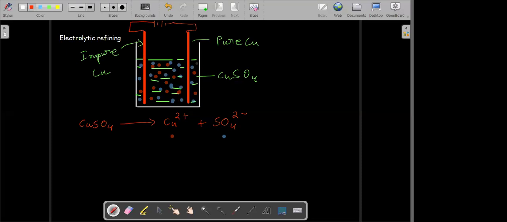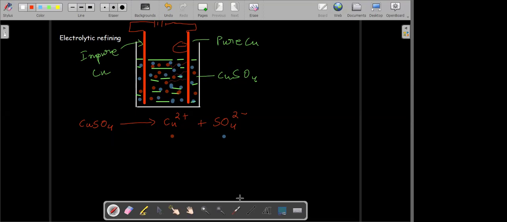Here we have the negative electrode. So they start traveling towards the negative electrode. Got it? So the copper ions which are present over here start moving towards the negative electrode over here. The copper ions start traveling here.